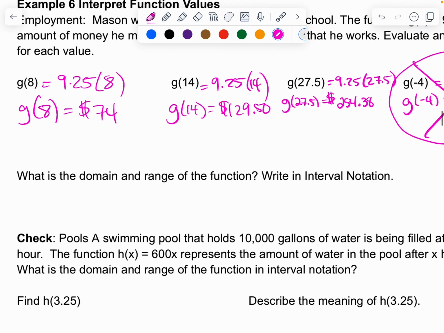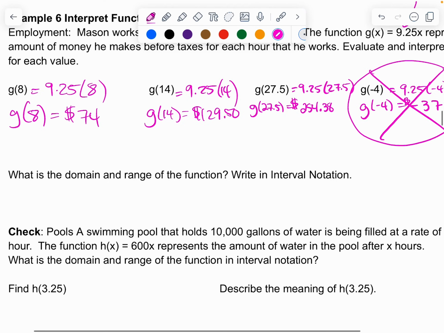So what's the domain of this? Okay, so what numbers can I plug in for x? You can plug in 0 hours. Domain, you can plug in any number you want. So this right here is the infinity sign. Really and truly, you can't have infinite, but it's usually 40 hours. So infinite amount of domain.